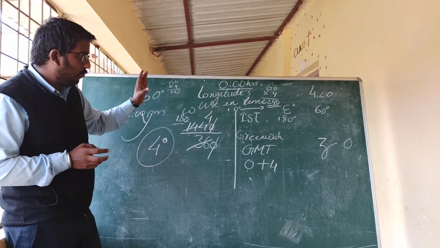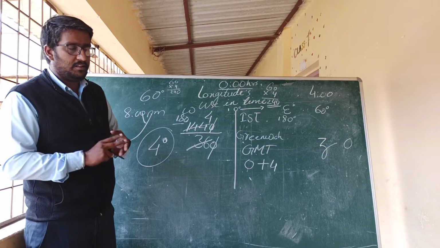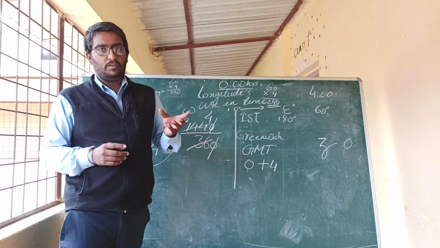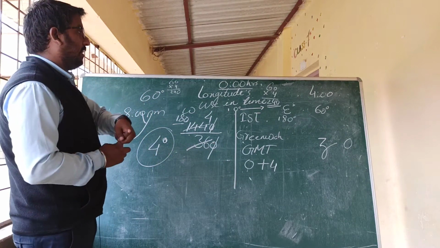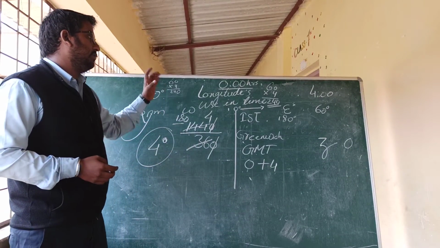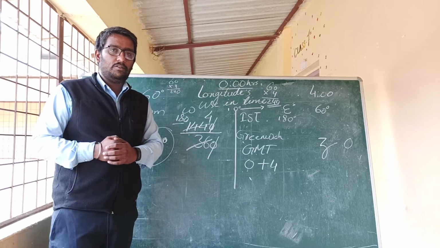So you have understood two things in this video: how to calculate the position of a particular place using latitudinal and longitudinal values, and secondly, how to calculate time using latitudinal and longitudinal values.